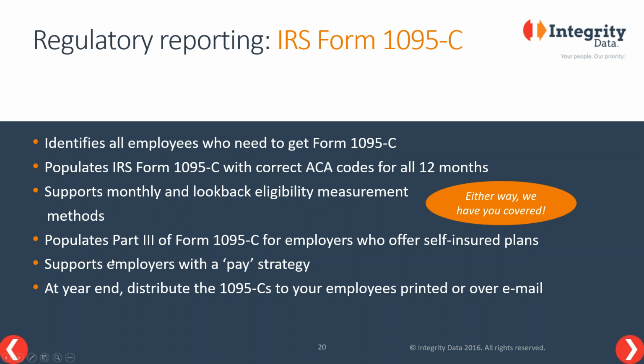So you would never have to do that again, or should never have to do that again. A comprehensive solution should support the monthly and look back eligibility measurement methods. Populate Part 3, which is covered individuals or dependents if you're self-insured. Supports employers with a pay strategy, meaning they didn't offer coverage, but they're still generating the forms to avoid that penalty. And at year end, distribute the 1095-Cs to your employees by printing them on blank paper, emailing them, or utilizing even a fulfillment service to have those distributed that way.